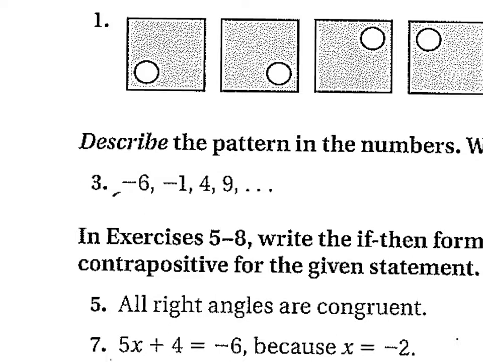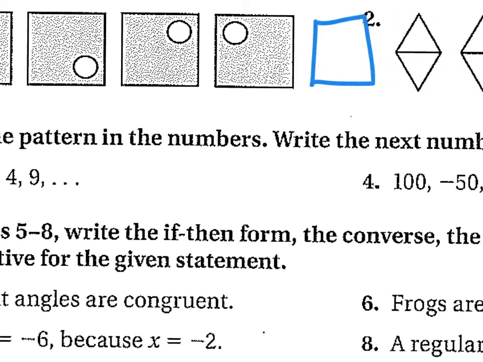Okay, number 3 and 4, we've got to talk about the pattern. All right, so you go from -6 to -1 to 4 to 9. What's changing? They're not really changing largely. I'm going to say maybe they're adding a number here. So what would the next number in the pattern be? I think they're just adding something there.